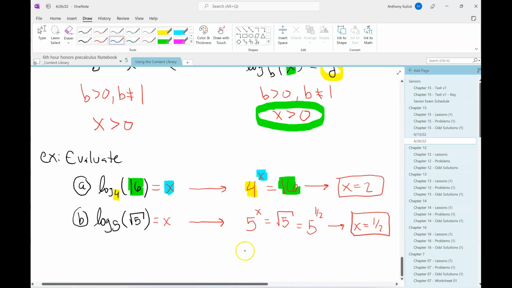So again, the property that we use there, let's write that a little bit better. The nth root of x is equal to x to the 1/n.